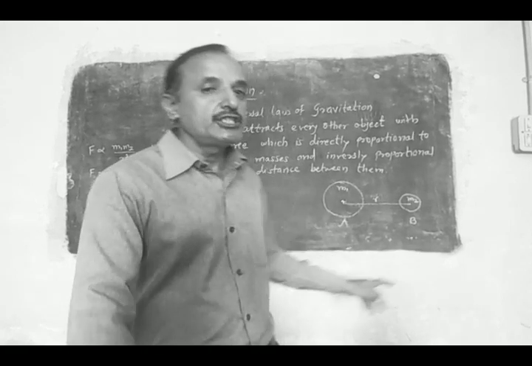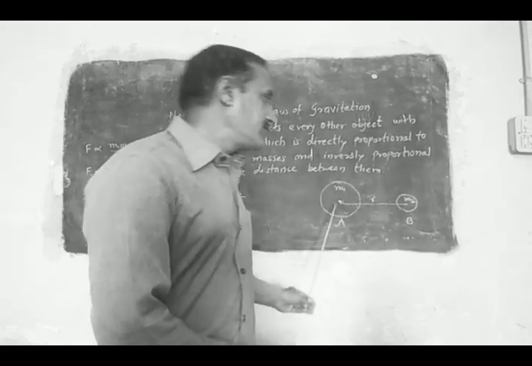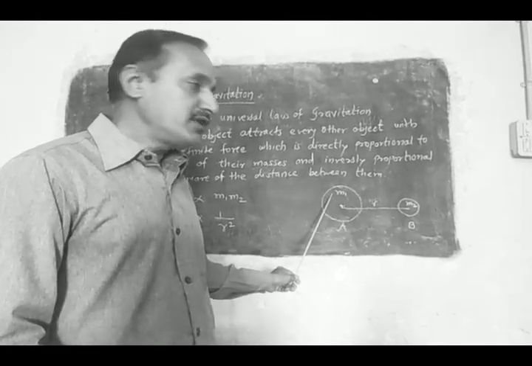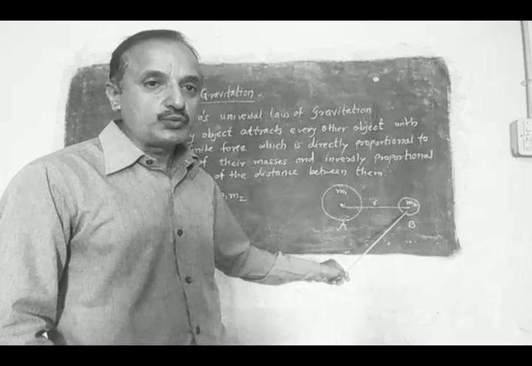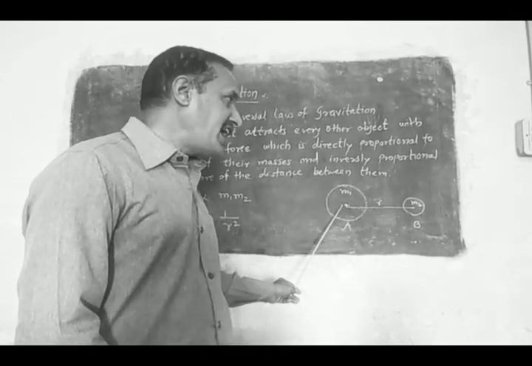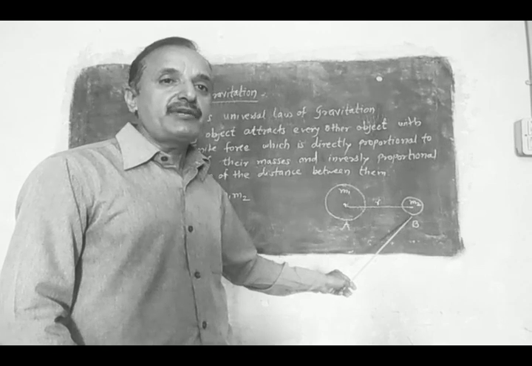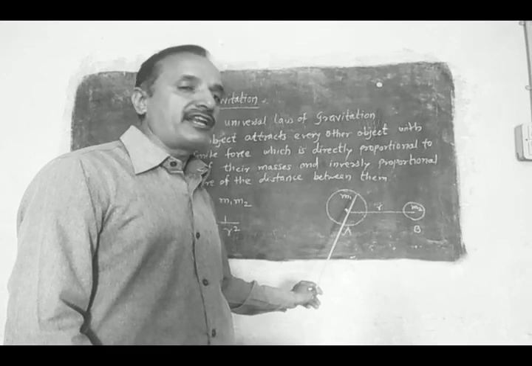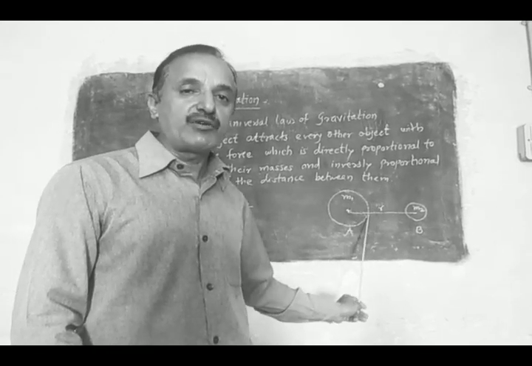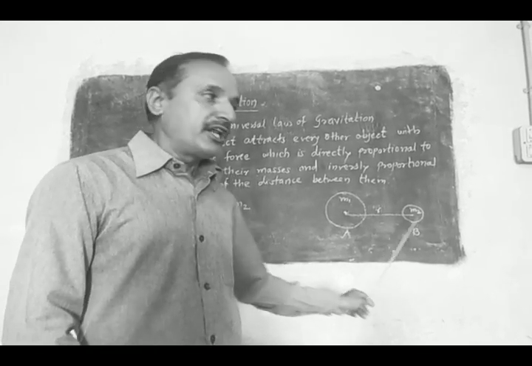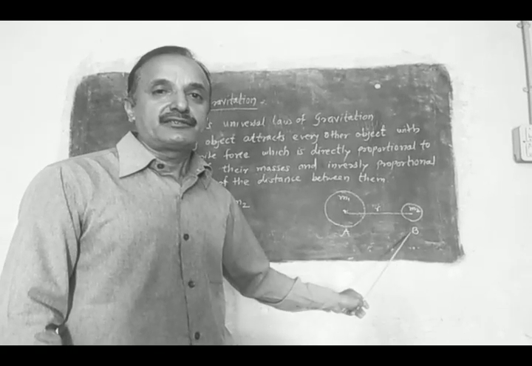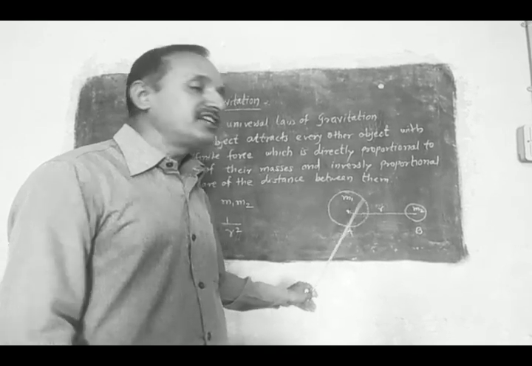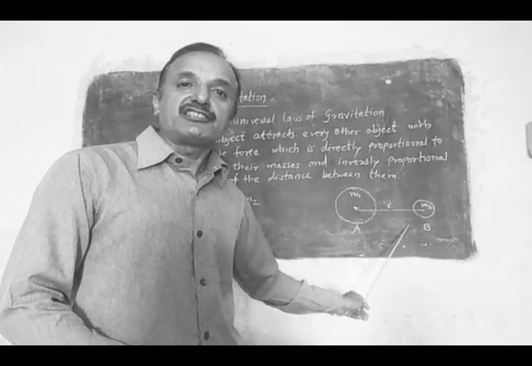Suppose there are two objects, A and B. Object A has mass m1, and object B has mass m2. Object A attracts object B, and at the same time object B also attracts object A. Their masses are different: one has mass m1 kg and the other has m2 kg. Both are separated by distance r. The distance between their centers is r. Between these two there is a force of attraction.